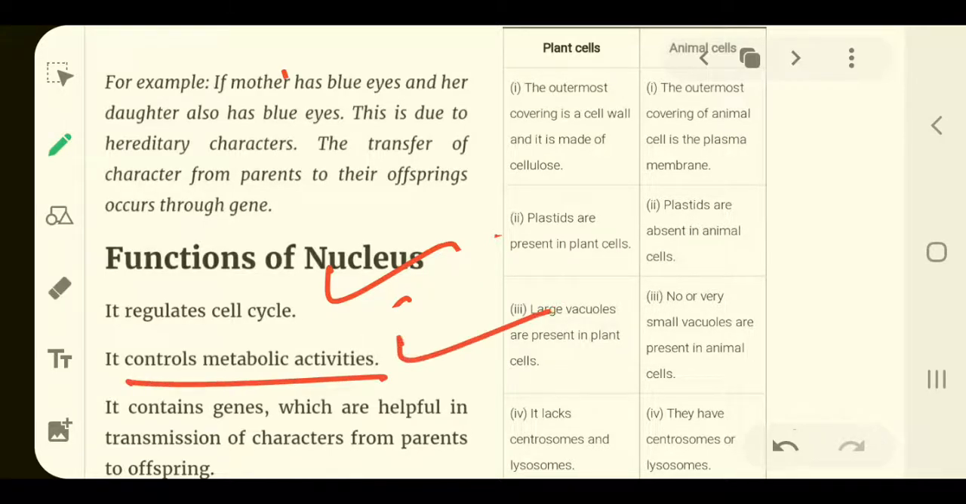It will control metabolic activities, which I have told you about, catabolism and anabolism. Then I have told you it contains genes, which help in the transmission of characters from parents to the offspring. So these are the functions of the nucleus in particular. Write it down and you have to learn them.